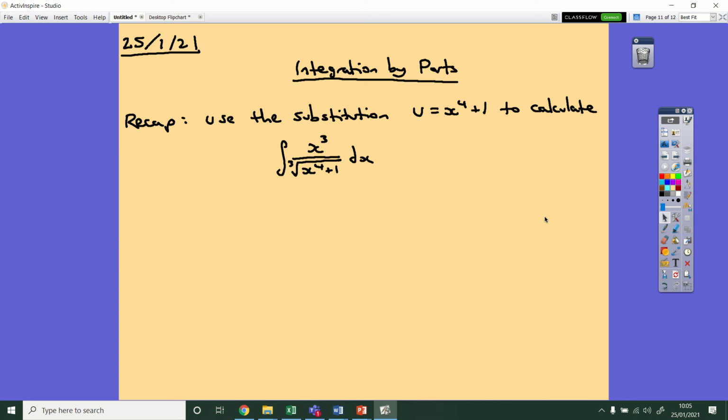Hi, Year 13. In today's lesson, I'm going to show you a new technique for integration called integration by parts, as you can see on the screen. Before that, though, I've got a quick recap question on integration by substitution.